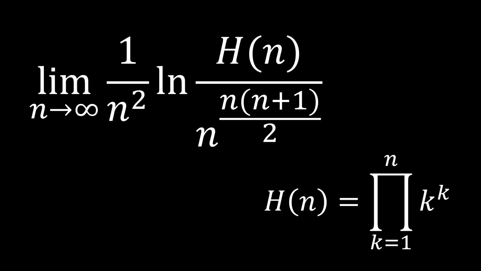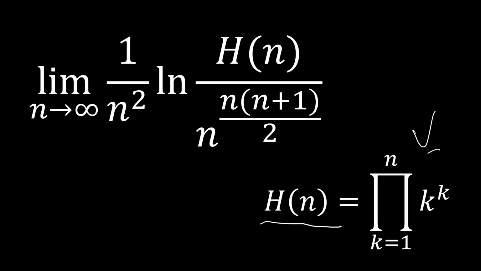Today we're going to be evaluating this awesome limit. The limit as n goes to infinity of 1 over n squared times the natural logarithm of h of n, where h of n is the hyperfactorial function, which is represented by this product, over n to the n times n plus 1 over 2. So overall, an amazing limit. I absolutely love the hyperfactorial function because it seems like something that you could never use for anything at all, but it actually works out really nicely in this limit. So yeah, let's go ahead and jump into it.